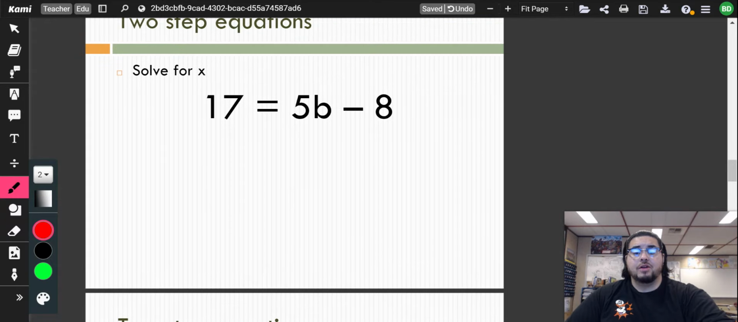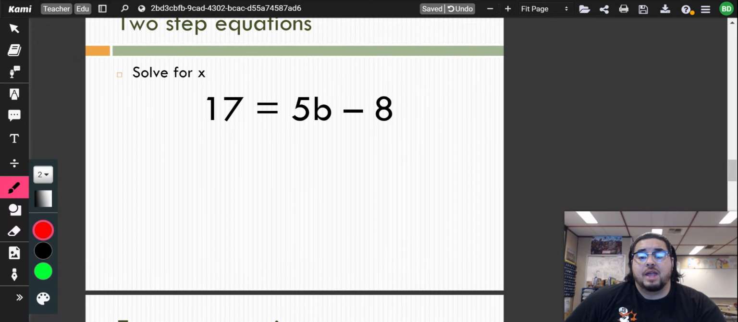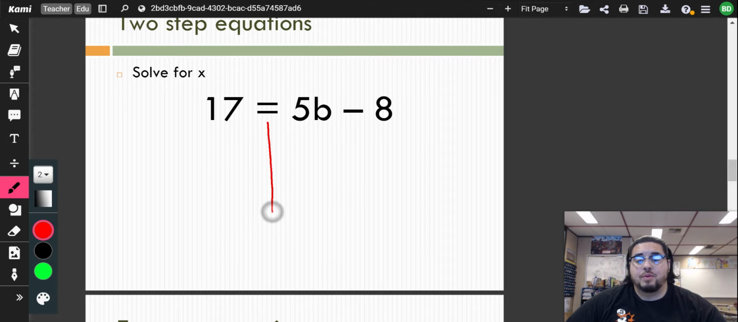Here we have our variable on the other side, and that's okay. Some students think that the variable always has to be on one side, like it always has to be on the left side for the answer to actually be valid. It does not. So on this problem, we have our variable, which is b, and it's on the right side, and that's okay. We're still going to use the same procedures.